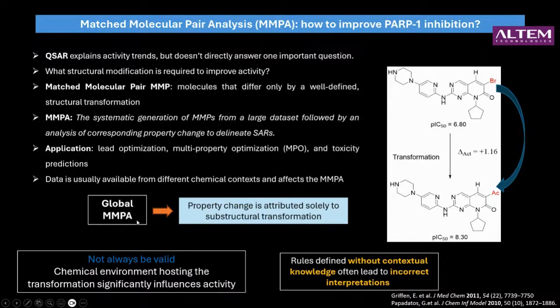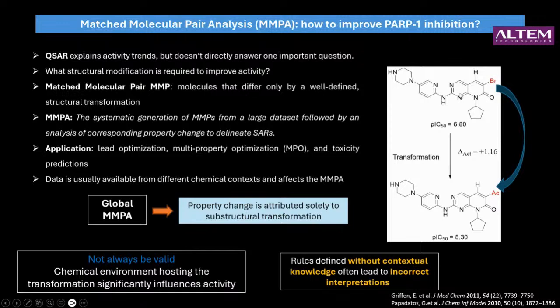So when we do this at a global level on all the data set, it does predict property change, but global MMPA has the limitation that it attributes all the activity changes to the substructural transformation that is happening within the molecule.